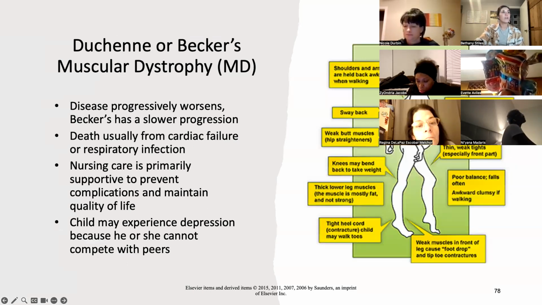Becker's is going to have a slower progression than Duchenne's. And then the cause of death is usually going to be from those complications like cardiac failure or respiratory infections. Our job is to support them and prevent the complications as much as we can while maintaining that quality of life.